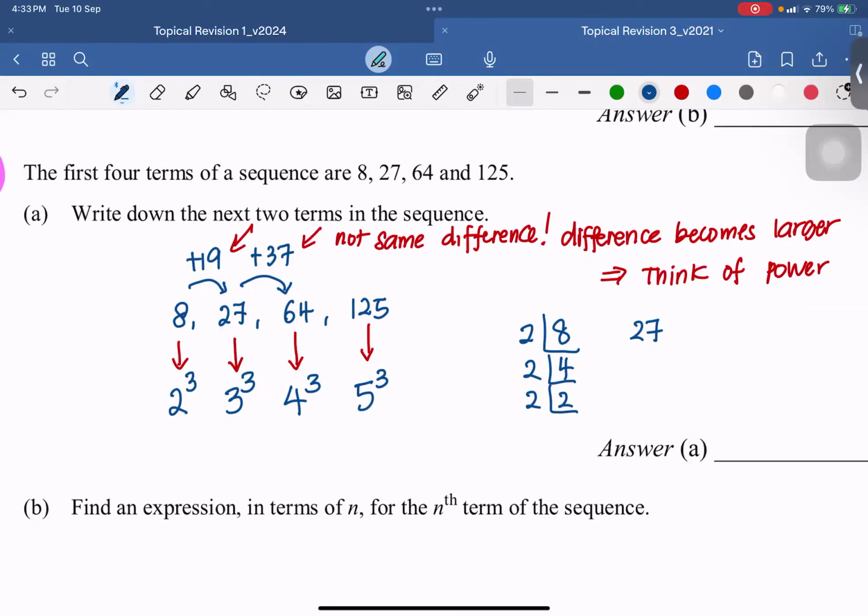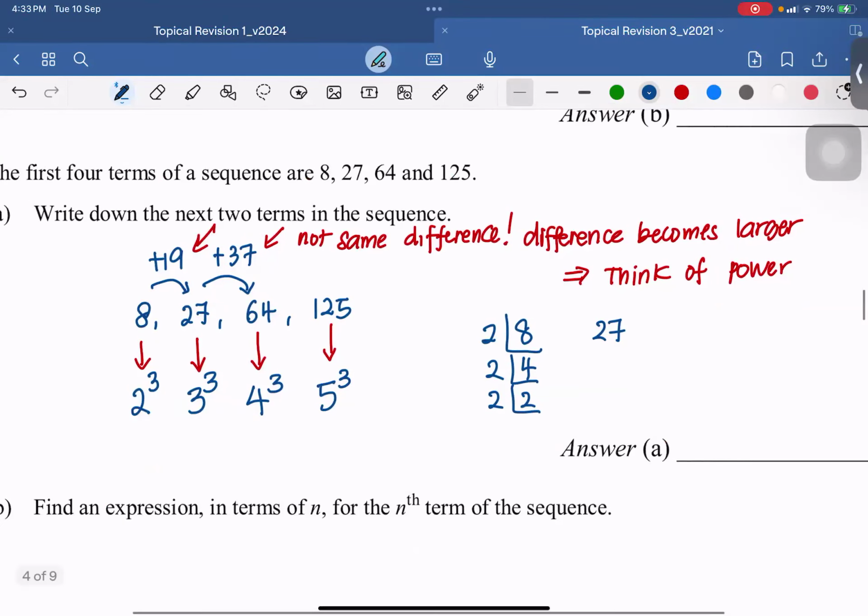So we have 2 to the power of 3, 3 to the power of 3, 4 to the power of 3, 5 to the power of 3. They want the next two terms, right? What is the next term? The next term will be 6 to the power of 3, but they do not want this answer. So 6 to the power of 3 is 216, is it? Yeah, the number 216, first answer. The next answer will be 7 to the power of 3, 343, I think. 7 cubed, yes, 343. So this one will be the answer 343.